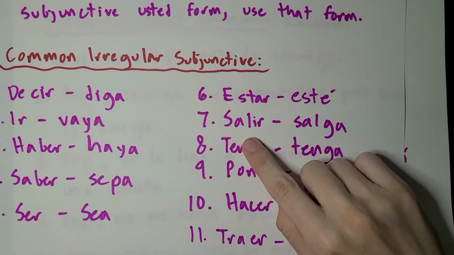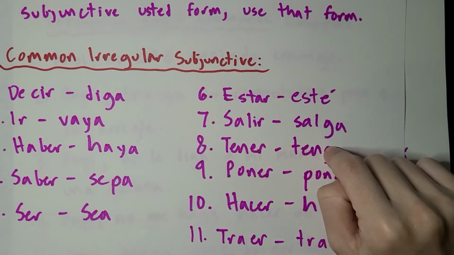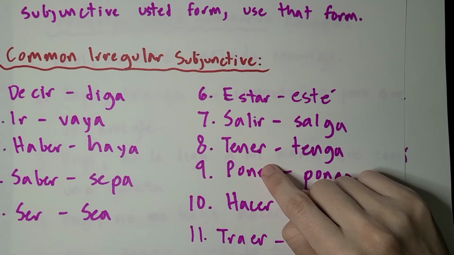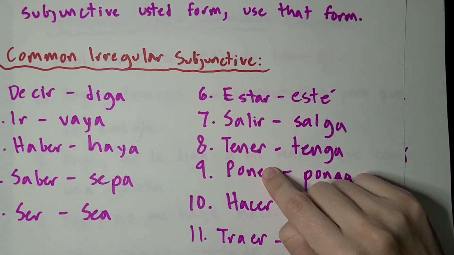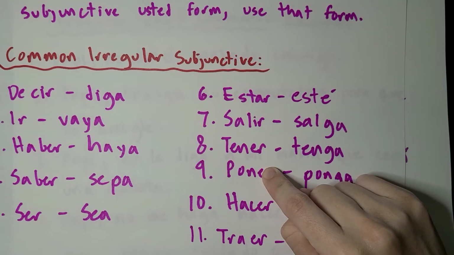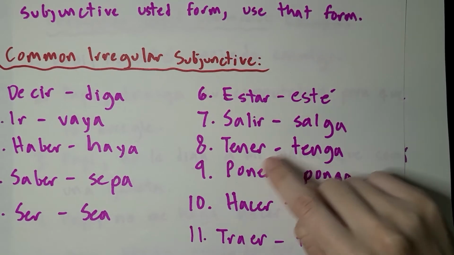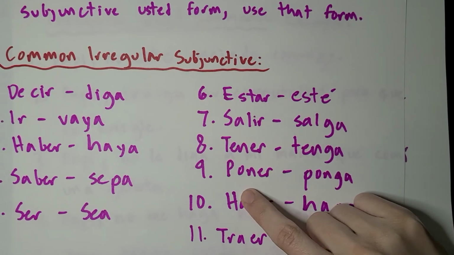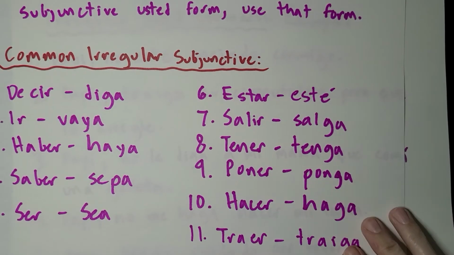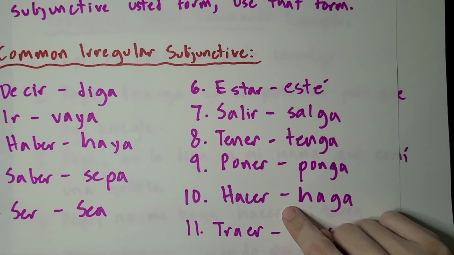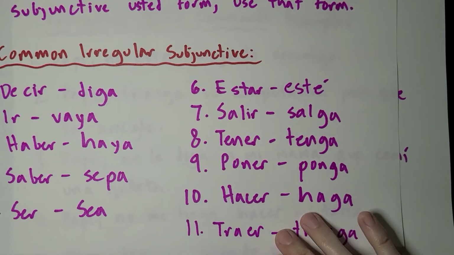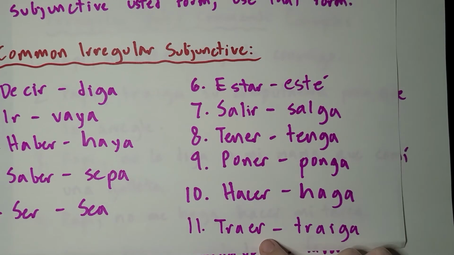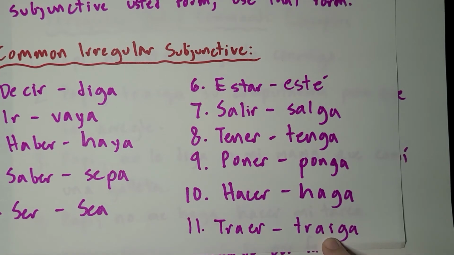7, salir means to leave or to go out, it becomes salga. 8, tener means to have physically, to have an object or to have to do something, it becomes tenga. 9, poner means to put, like put your keys over there, put your phone over there, poner becomes ponga. Hacer means to make or to do, it becomes haga. And I added another one here because you end up using this in commands a lot. Traer means to bring, it becomes traiga.